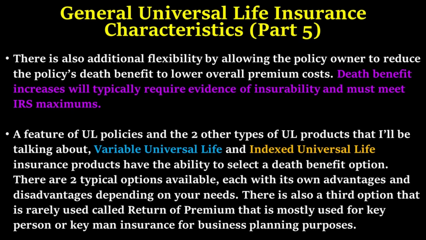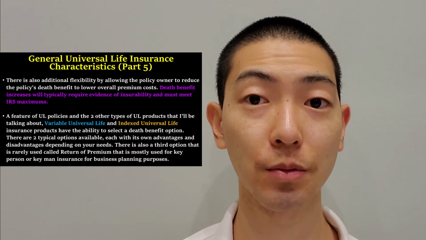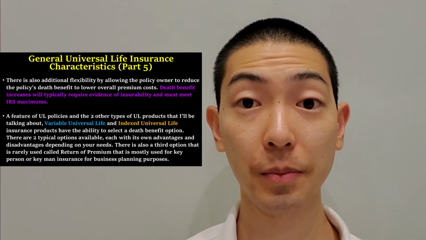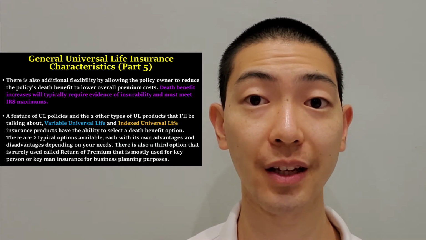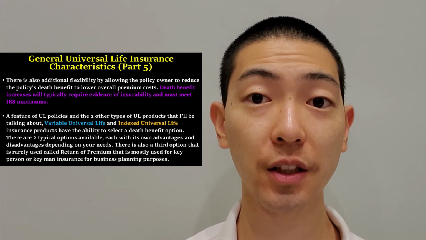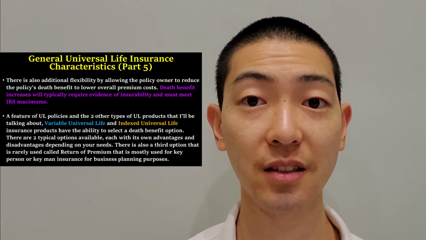There is also additional flexibility by allowing the policy owner to reduce the policy's death benefit to lower overall premium costs. Death benefit increases will typically require evidence of insurability and must meet IRS maximums. A feature of UL policies and the two other types of UL products that I'll be talking about, variable universal life and indexed universal life insurance products, have the ability to select a death benefit option. There are two typical options available, each with its own advantages and disadvantages depending on your needs. There is also a third option that is rarely used called return of premium that is almost strictly used for key person or key man insurance for business planning purposes.